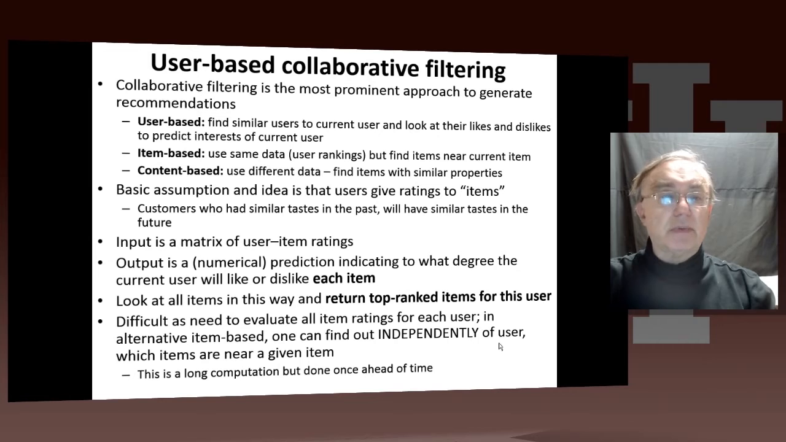They are user-based, where you take a given user, find similar users to that user, and look at the likes and dislikes of the other users to find the interest of the current user. In item-based, you use the same data, the rankings, but instead of finding users near your current user, you find items near the current item chosen by the user.